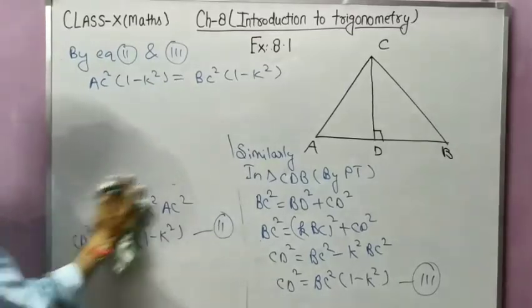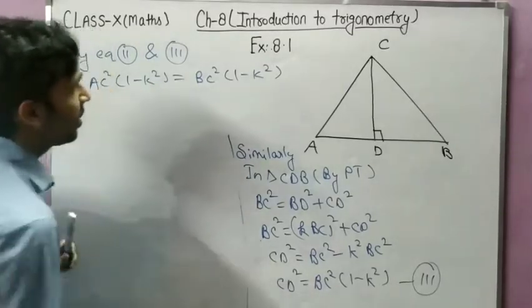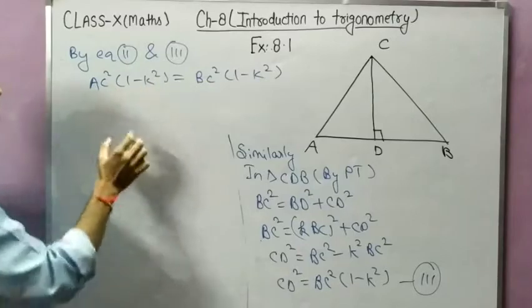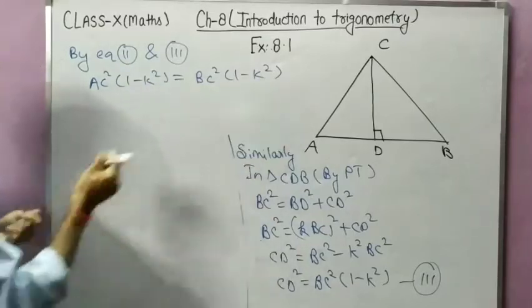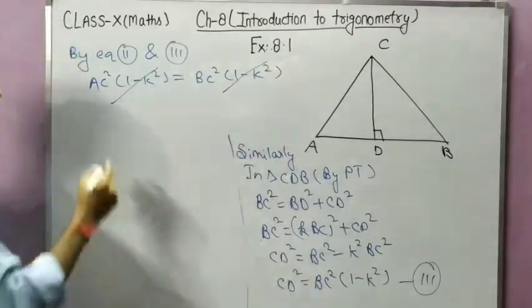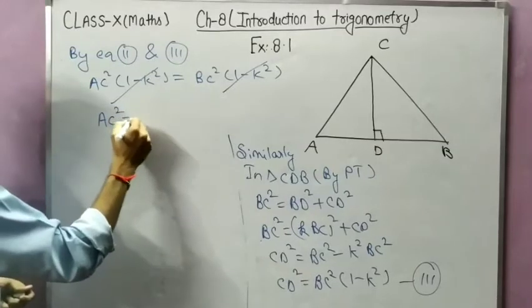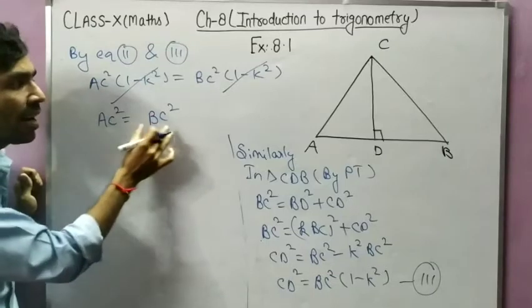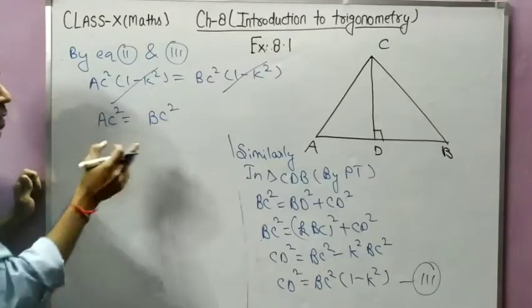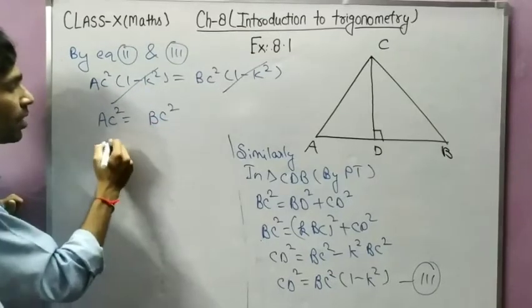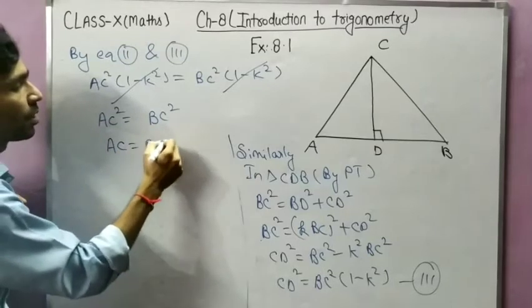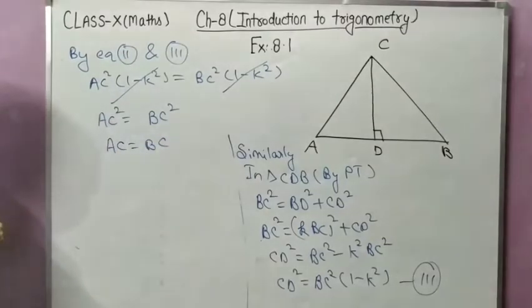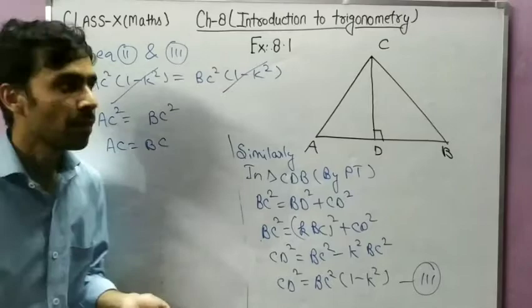So see, student, now you can understand, in these two sides 1 minus K square and 1 minus K square will be cancelled. So what will be left? AC square equal to BC square. Okay, now AC square equal to BC square, so if we remove their square sign, what we will get? AC will be equal to BC. Okay, now AC is equal to BC.